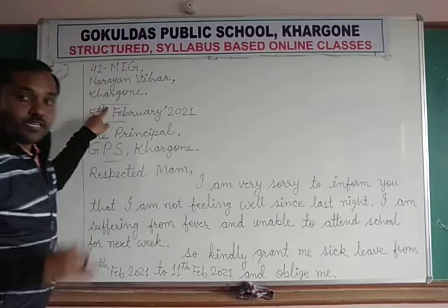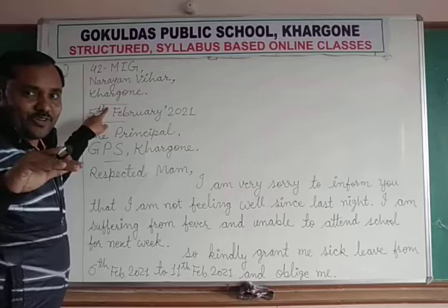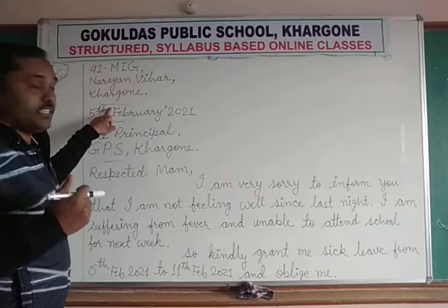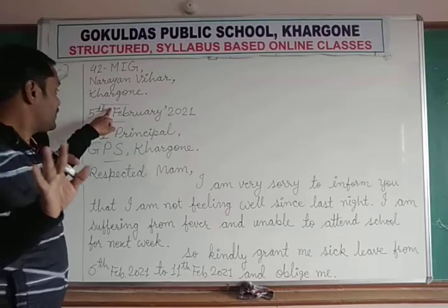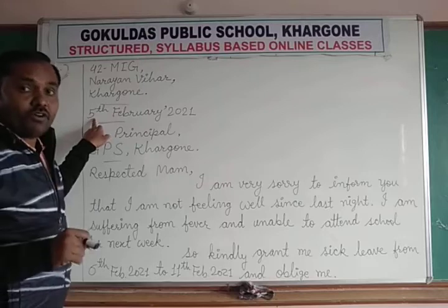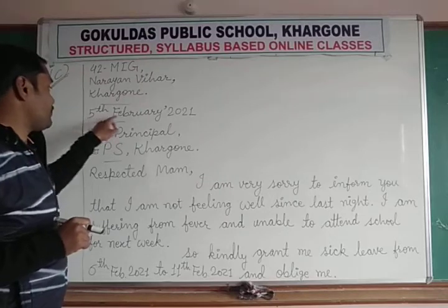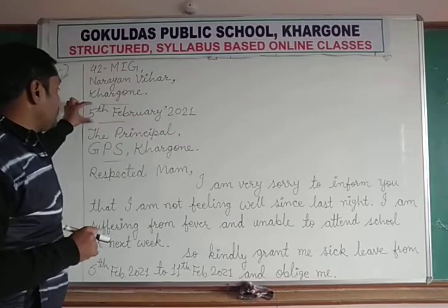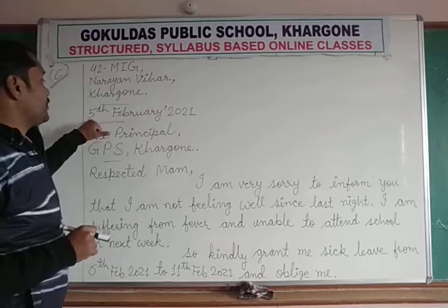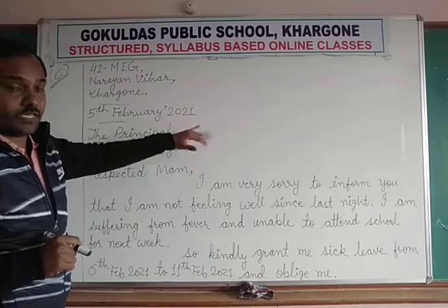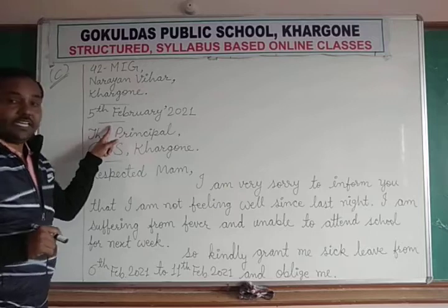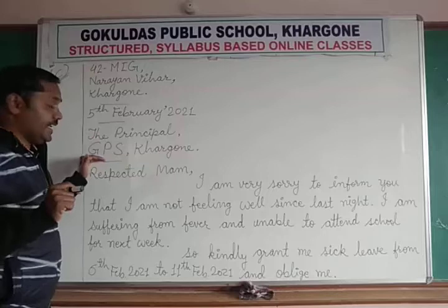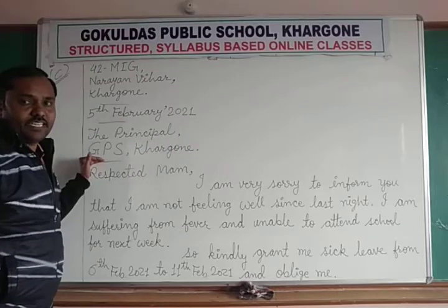Then leave 1 line blank, to show the neatness in your letter. Then write the date of writing, today. Suppose today's date is 5th February 2021. So you write it, and the format of the date should be the same: 5th February 2021. Then again leave one line blank. Then the address of the recipient of your letter.